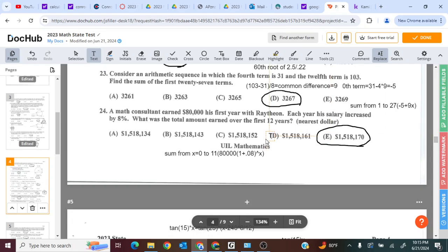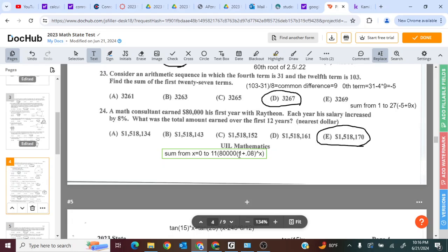24. A math consultant earns 80K in his first year. Each year his salary increases. What is the total amount earned over the first 12 years? So, sum from x equals 0 to 11 of 80K times (1 plus 0.08) to the power of x.